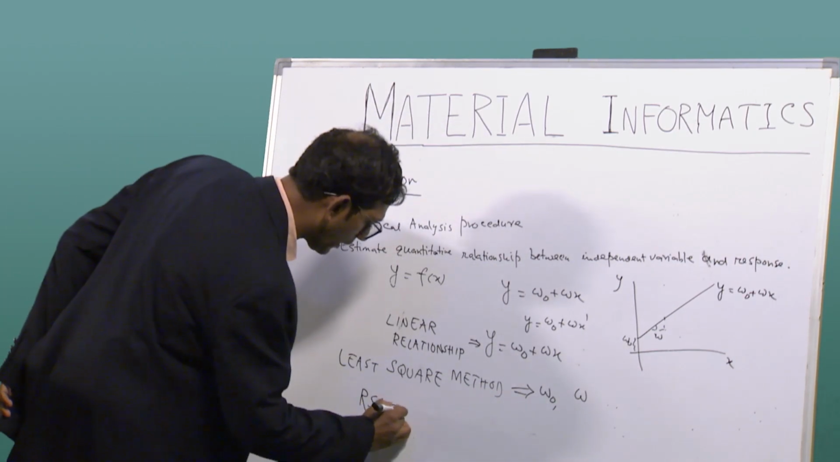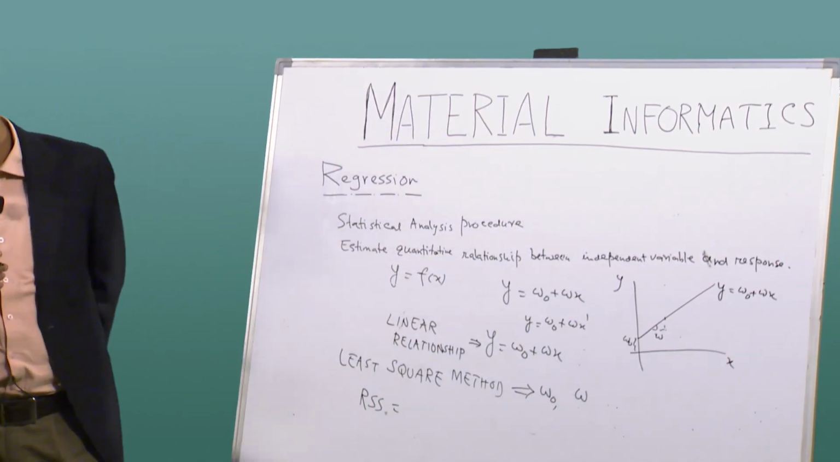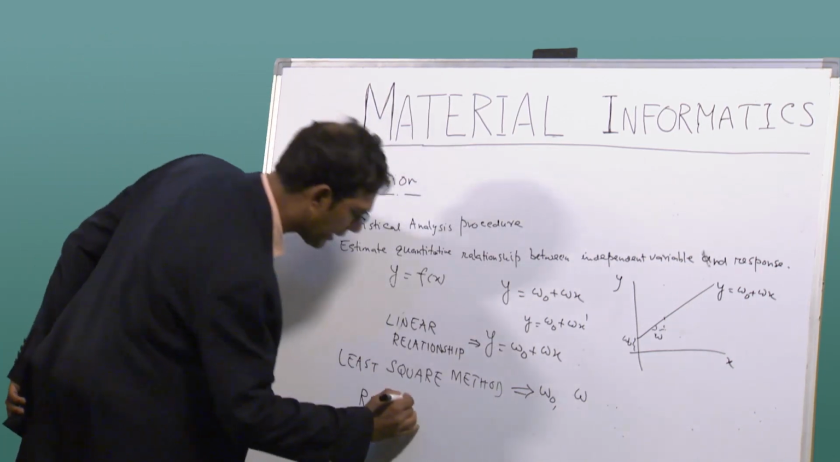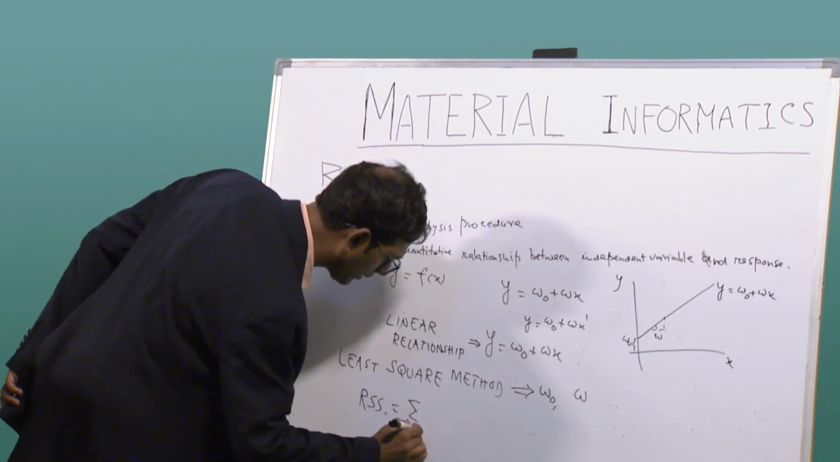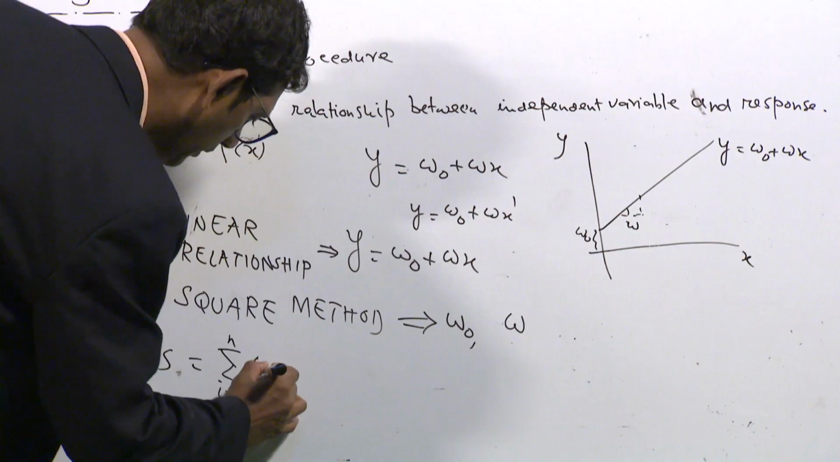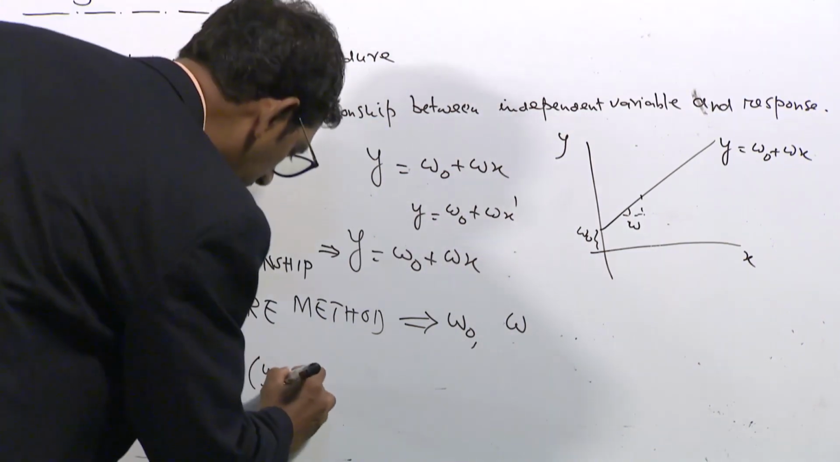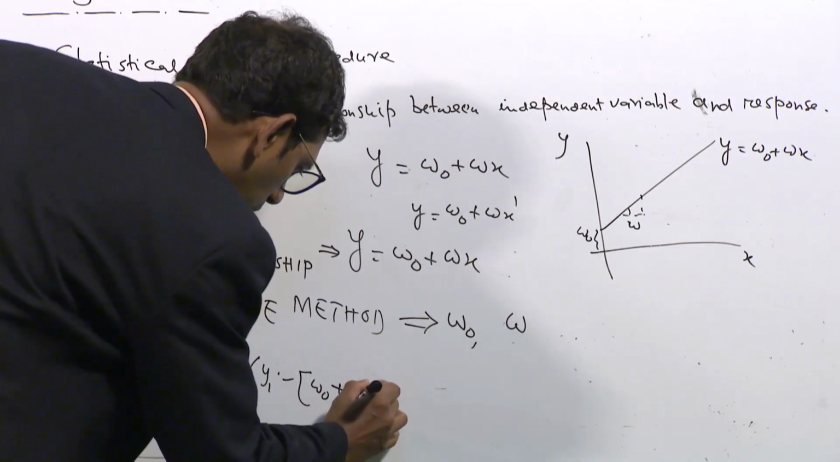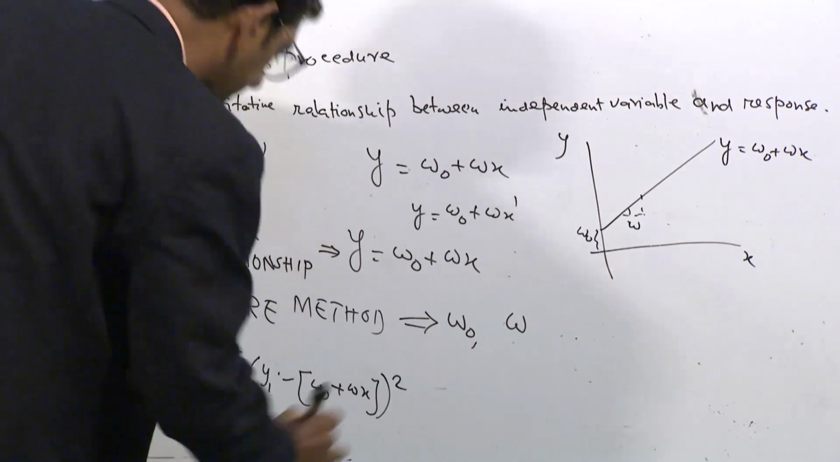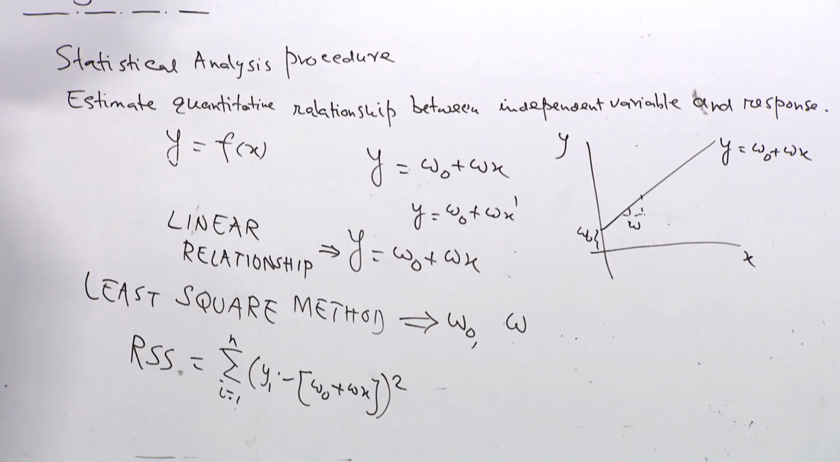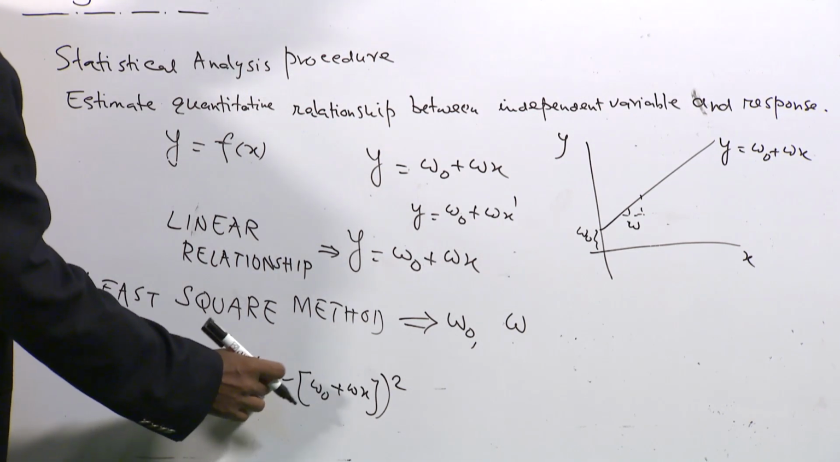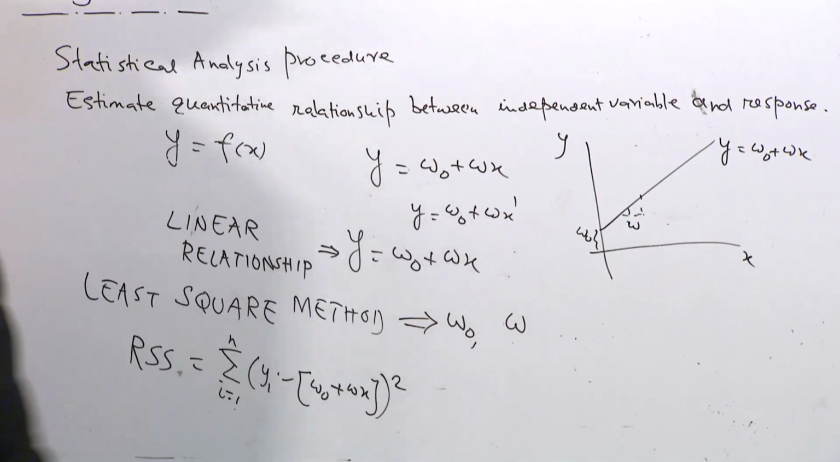So, we can write this simply as a summation, because it is like data. I can go from 1 to n of (yi minus (w0 plus w x)) whole square. This is the difference between the actual output and the predicted output.